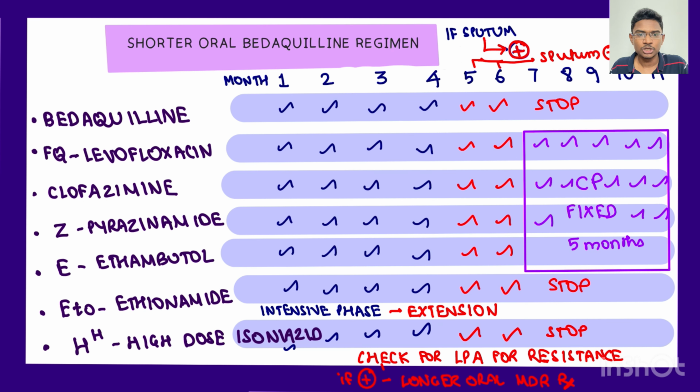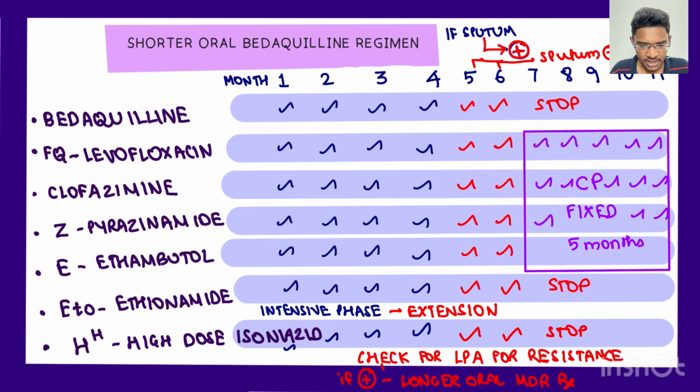So for the shorter oral bedaquiline regimen, the intensive phase is 4 to 6 months: 6 months for bedaquiline, and 4 months for isoniazid and ethionamide if it is sputum negative. Or if it continues, you can extend the intensive phase for ethionamide and isoniazid if it is sputum positive at the end of the 4th month. And the continuation phase is fixed for 5 months. Total duration is 9 to 11 months. This chart you can remember for treatment.